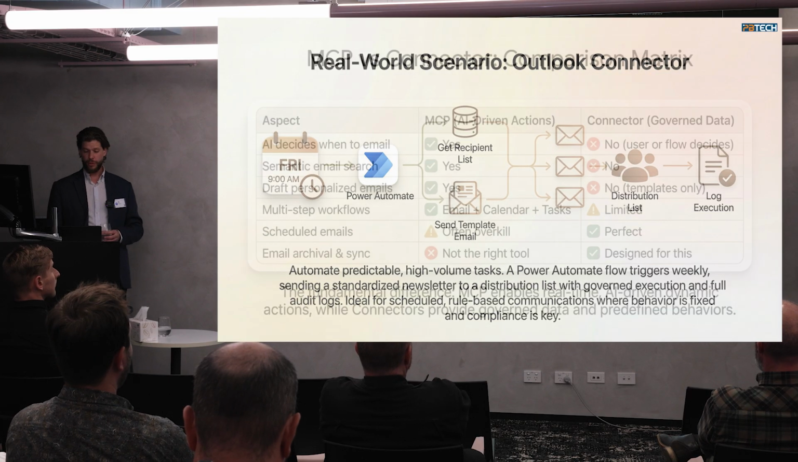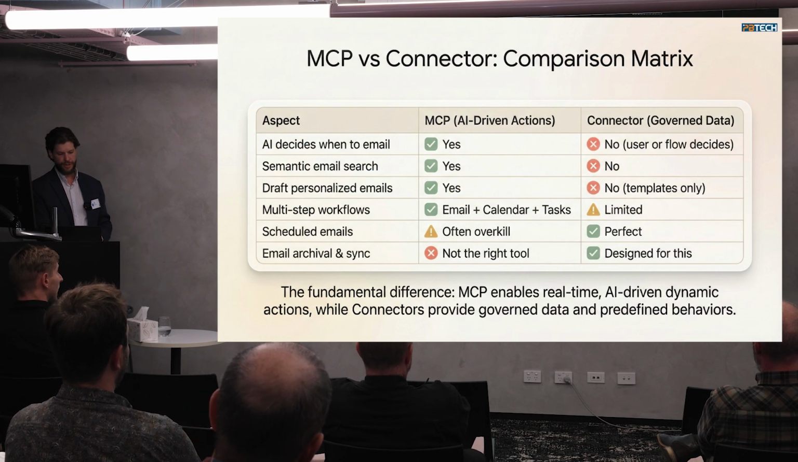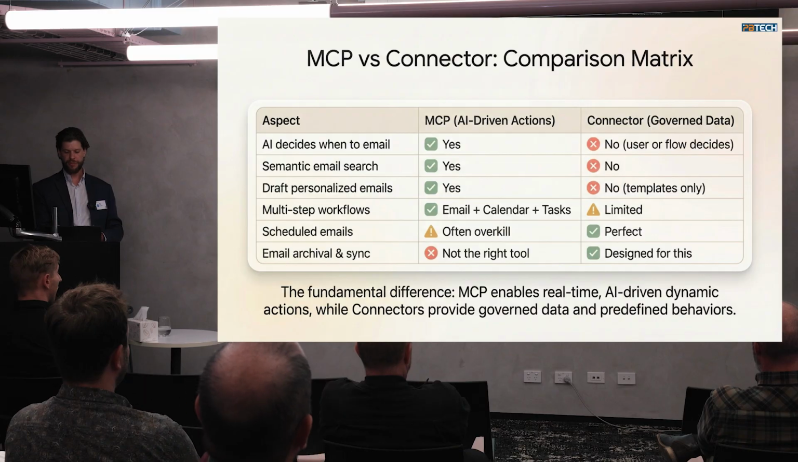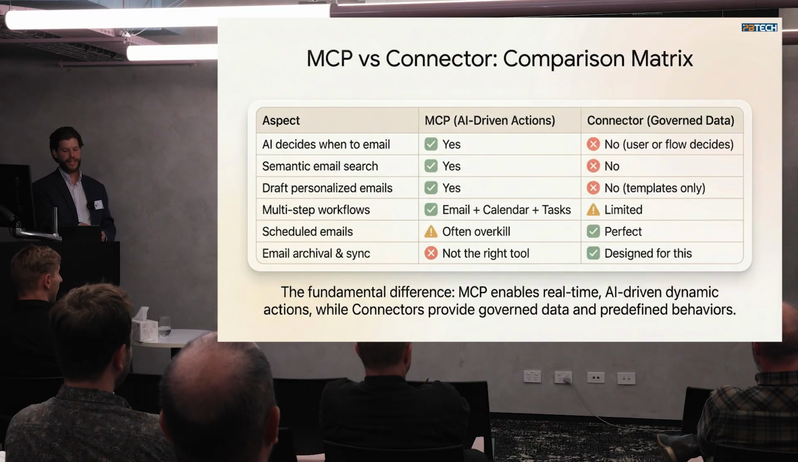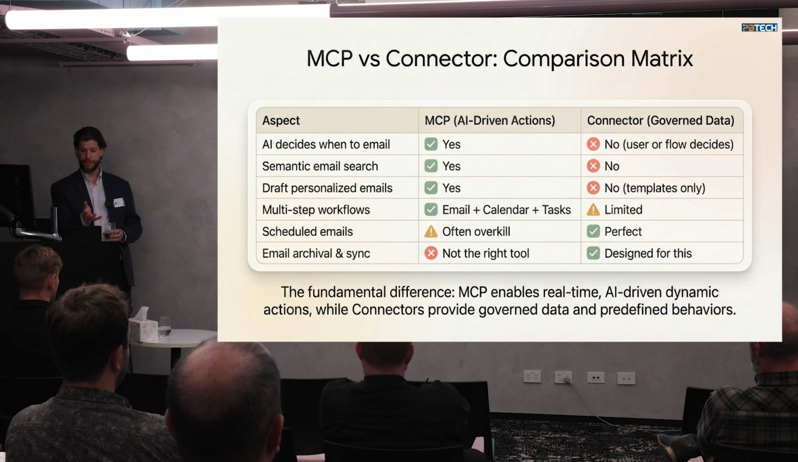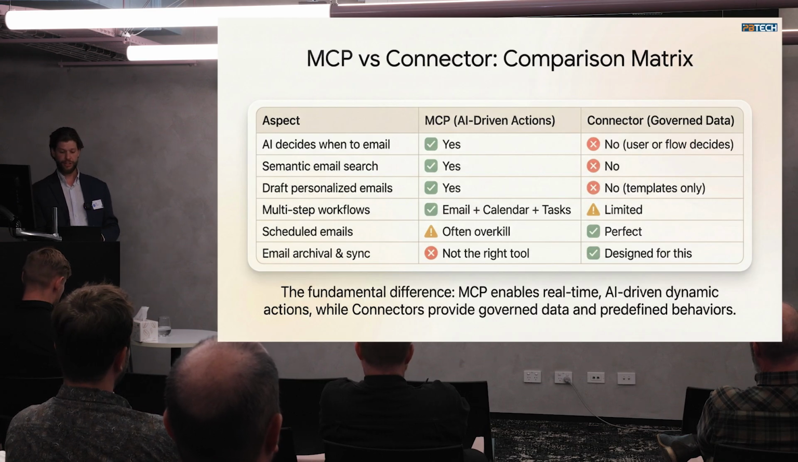OK, so just quickly comparing the two. Let's have a look at when we might use MCP versus connector. So what about when an AI decides to send an email? Well, with MCP, we know it can dynamically do that. With a connector, it can't. The flow needs to actually bake that in.